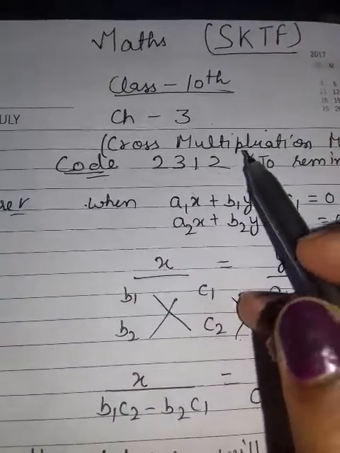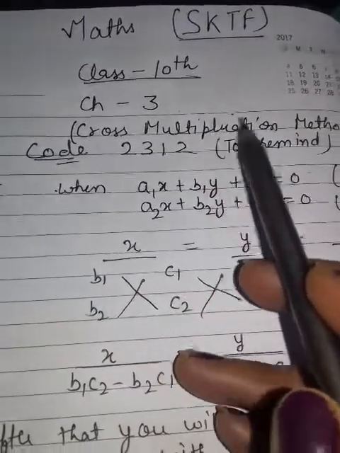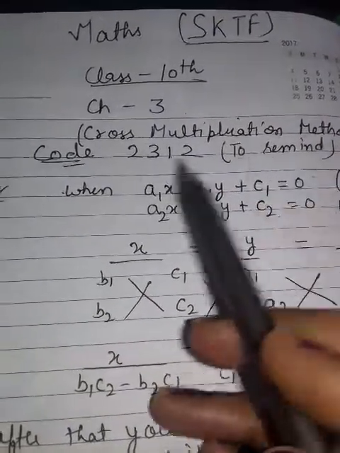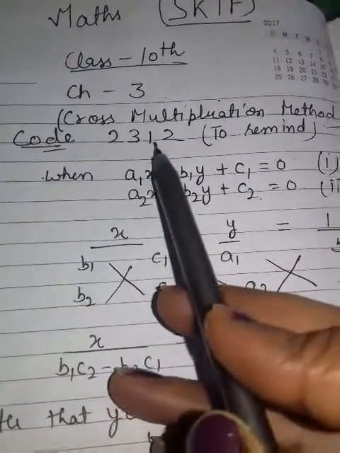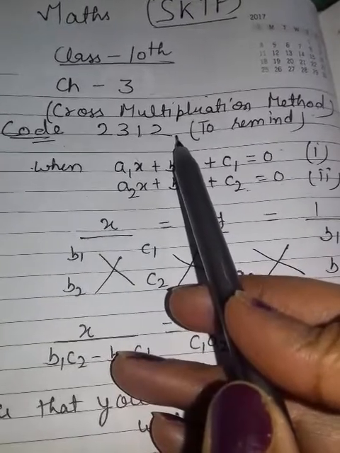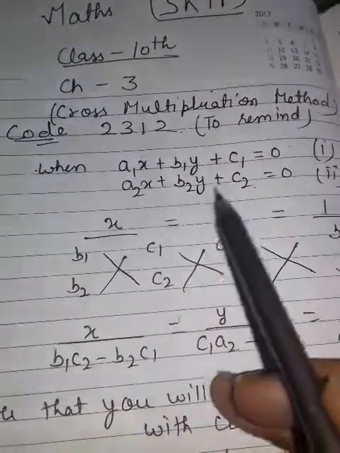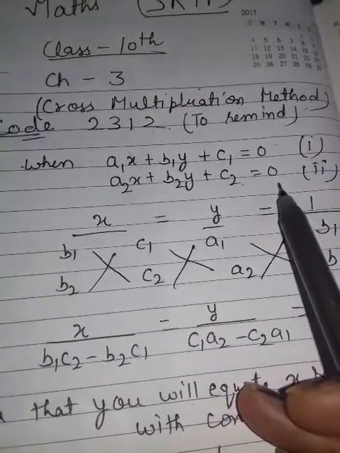Hello friends, let us discuss the concept of class 10th, chapter 3rd, cross multiplication method, where we will remember this formula by this code 2312. You were thinking what is 123? So I am telling you these are linear general equations in two variables.